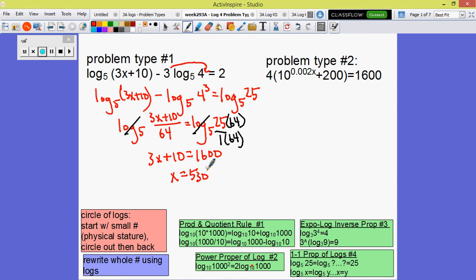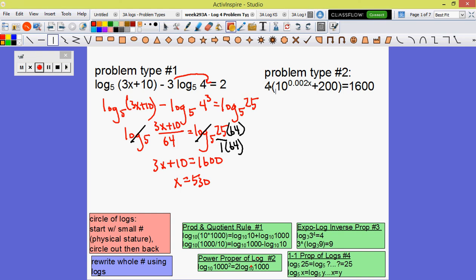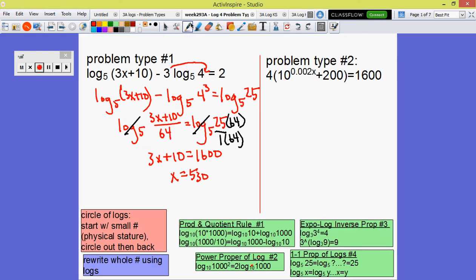Okay, so that's problem type 1. We're done with problem type 1 out of a total of 4. Let's go ahead and do problem type 2. Let me put a big dividing line over here so that things don't get confused. And let's go ahead and solve this.